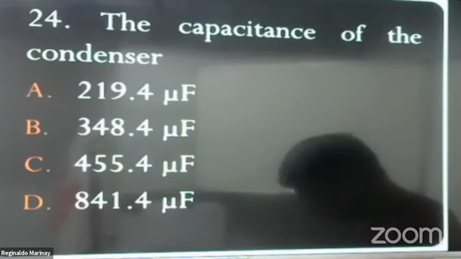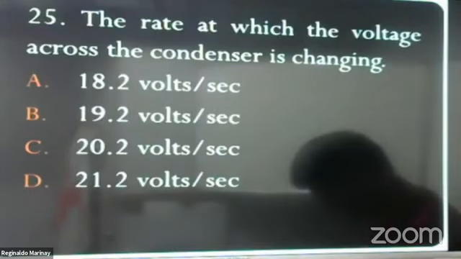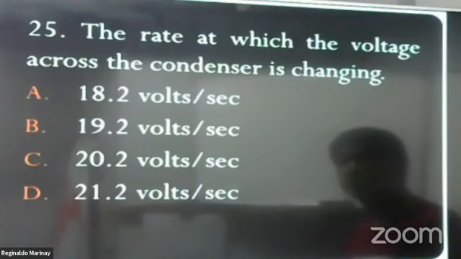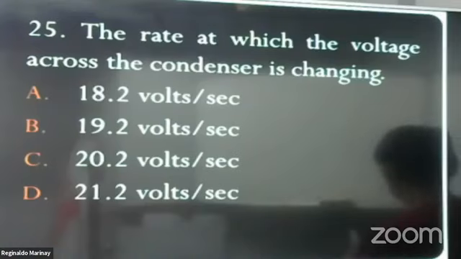Okay, let's go over with number 25. The rate at which the voltage across the condenser is changing. If we mean the rate, that is per unit of time, in second. Okay, let us get first the voltage at the capacitor. What will be our formula?